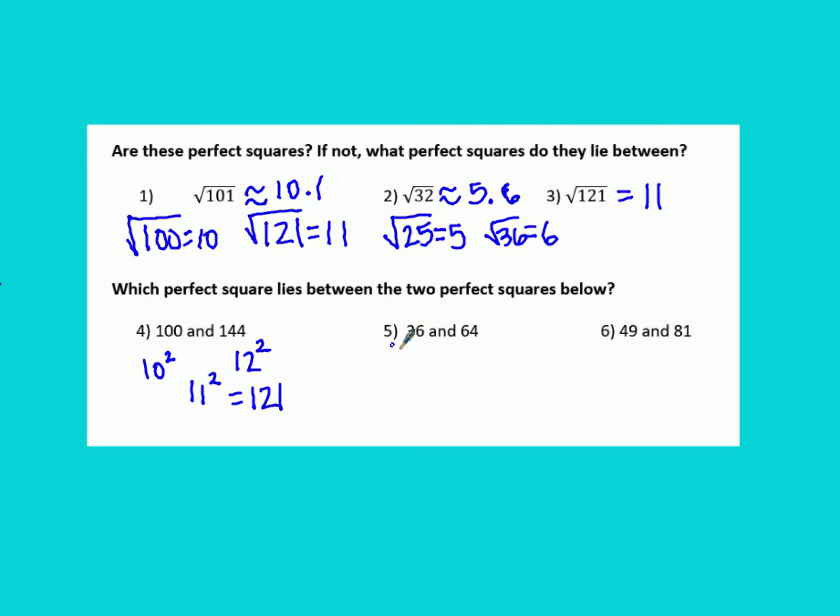Okay, in number 5 we had 36, which is 6 squared, and we had 64, which is 8 squared. So this perfect square that would be between those is 7 squared, and 7 squared is 49. Number 6, we had 49, which is 7 squared, and 81, which is 9 squared. So the perfect square in between them would be 8 squared, and 8 squared is 64.